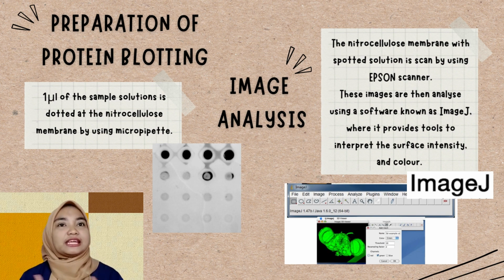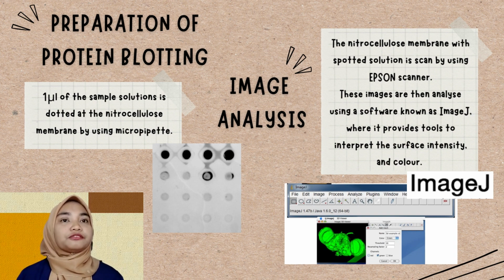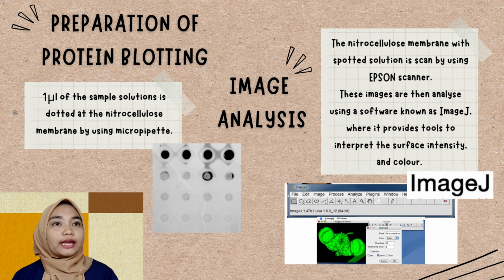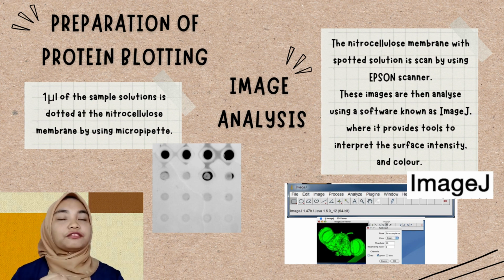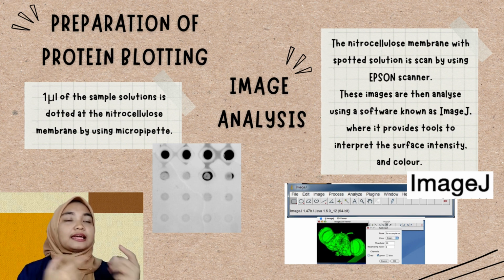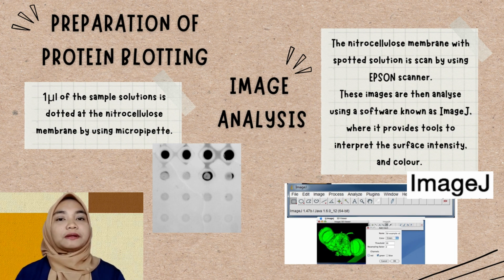Next step is image analysis. The nitrocellulose membrane with the spotted solution is scanned by using an Epson scanner and the resolution is set to high quality image. These images are then analyzed using software known as ImageJ, where it provides tools to interpret and analyze the characteristics of the surface intensity, color and also the coffee ring effect on the membrane.